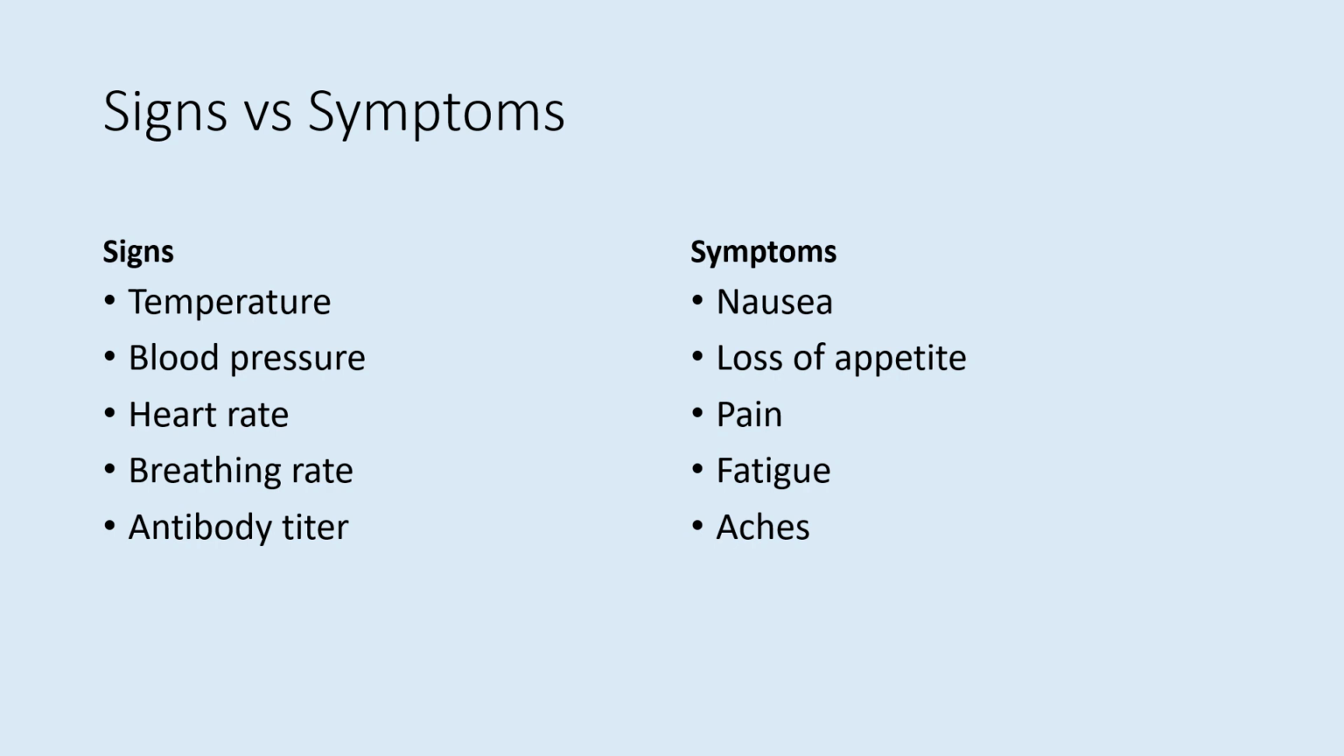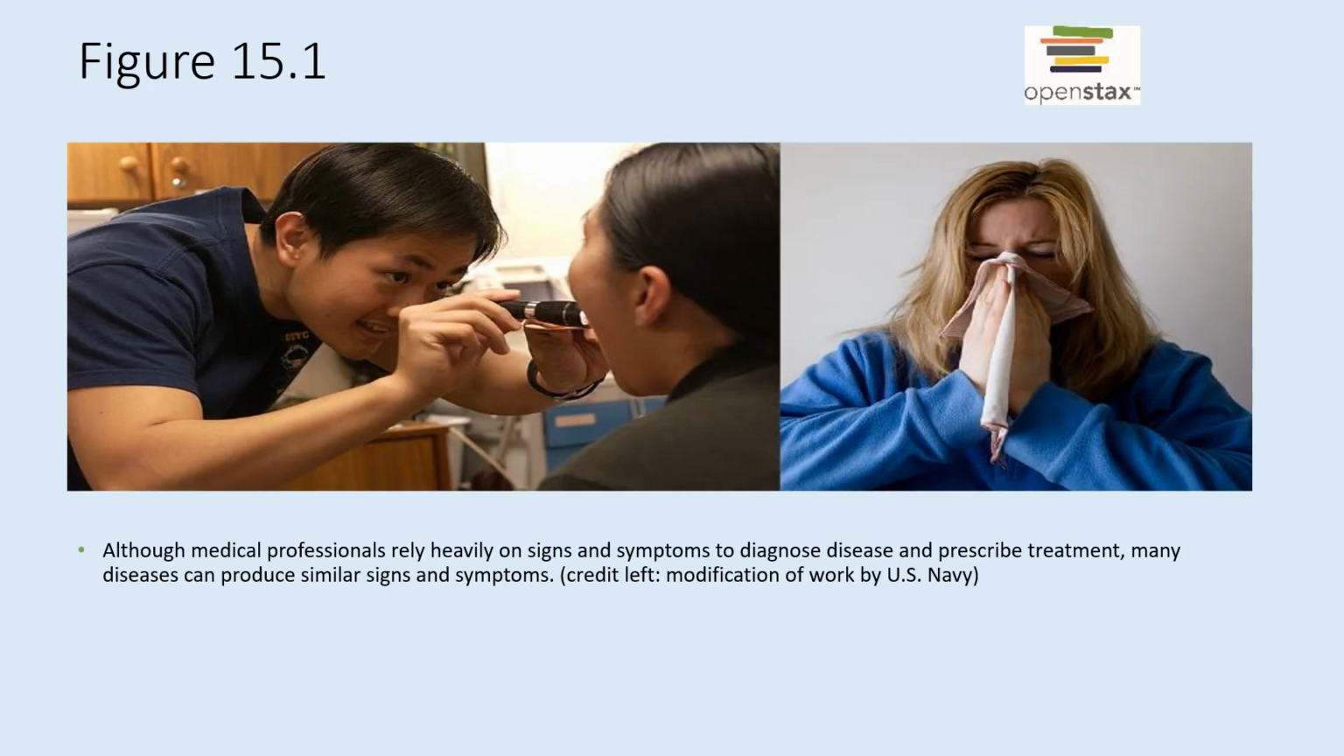For signs and symptoms, here are some examples. Signs, like I say: temperature, blood pressure, heart rate, breathing rate, antibody titer. You can measure all of those things. Symptoms: nausea, loss of appetite, pain, fatigue, aches. You can't put an exact measurement on that. You just have to go off of what the patient is describing for it.